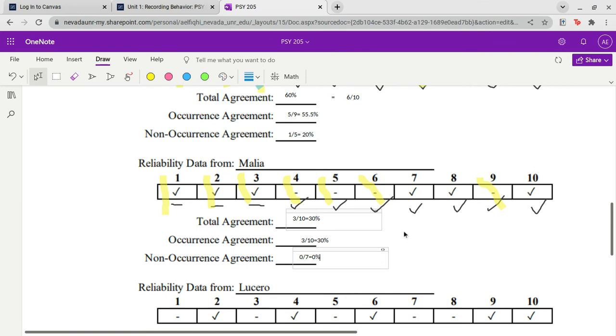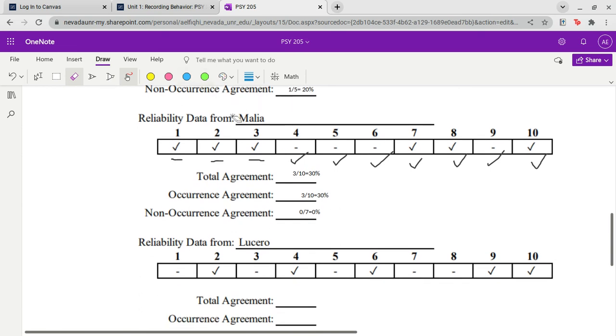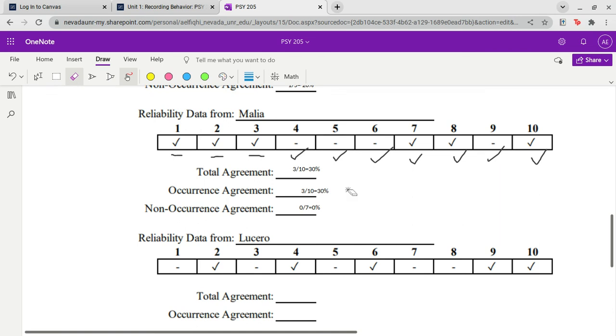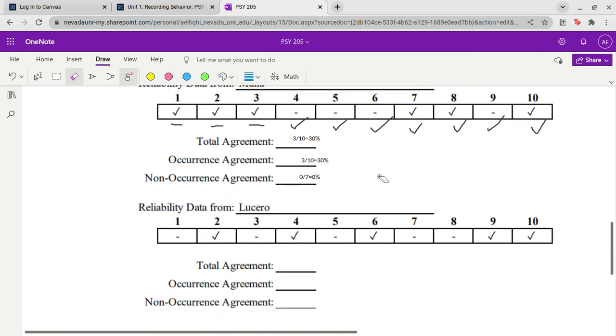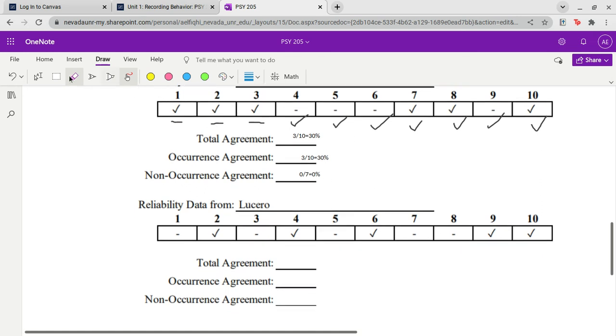So this would be one where we would notice that something's off. All of our IOAs are really low. So that would be a sign to go through and maybe either evaluate our definition or talk to Malia or Malaya, I'm not sure how you would say that, and you would want to maybe see, maybe she's not getting something, maybe something's off. So that's a pretty clear indication that we are not getting much agreement on our observations.